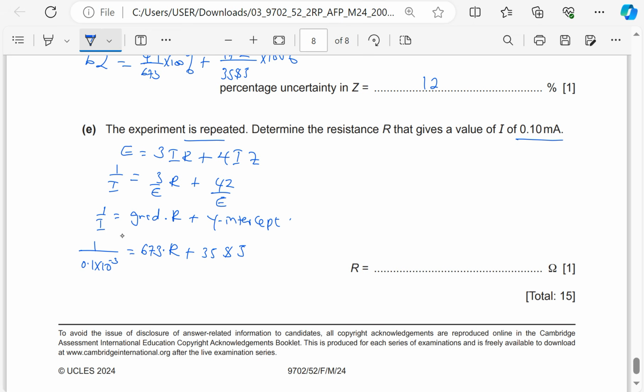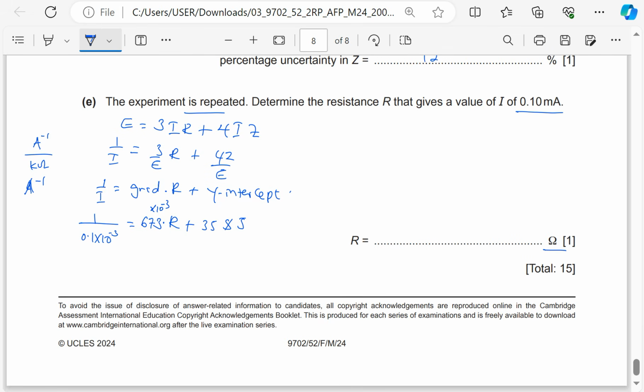Remember, I didn't change the gradient, so you must be very careful with that. The gradient was per ampere divided by kilo-ohms. I have to divide this by 1,000, so this would have been times 10 to the power of minus 3, because this is in ohms.